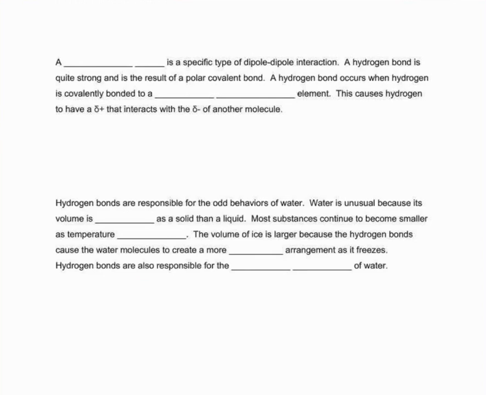So we're going to talk about hydrogen bonds, and a hydrogen bond is a specific type of dipole-dipole interaction. So it's not really its own thing, it's just a more specific version of what we were already talking about. A hydrogen bond is quite strong, all dipole-dipoles are, and it's the result of a polar covalent bond. A hydrogen bond occurs when a hydrogen atom is covalently bonded to a highly electronegative element.